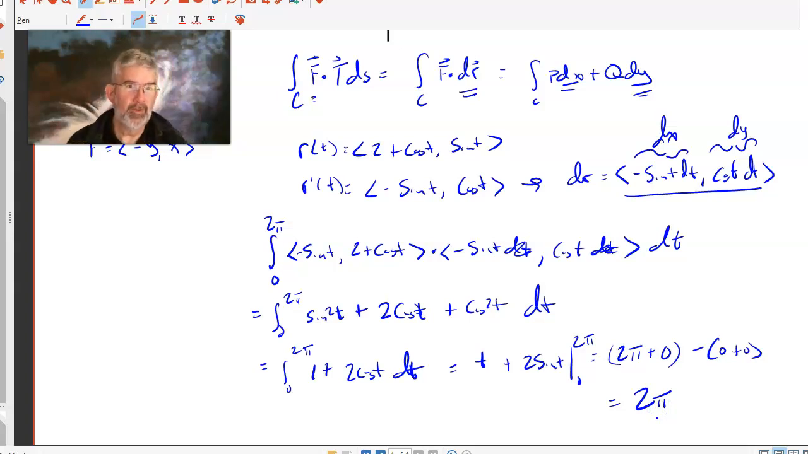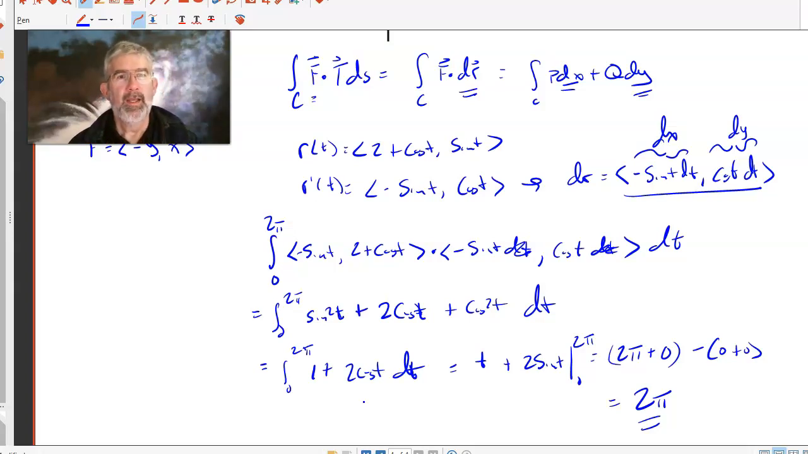Essentially, if this was a force field, the total work done in moving from the starting point to the ending point would be 2 pi. I didn't give labels, you know, is it foot pounds, is it Newton meters, or whatever. It's some amount of work, right? But that's the notion of the line integral of a vector function along a curve. It's taking the part of the vector field that's parallel to the curve, multiplying that by a little bit of arc length, and adding it all up.